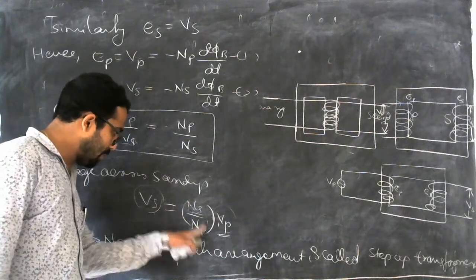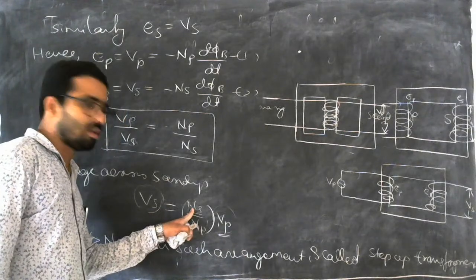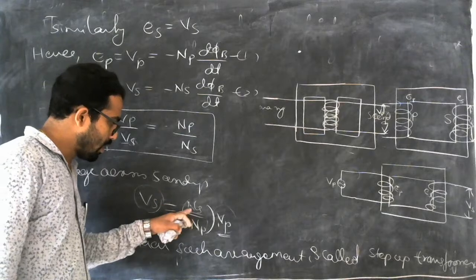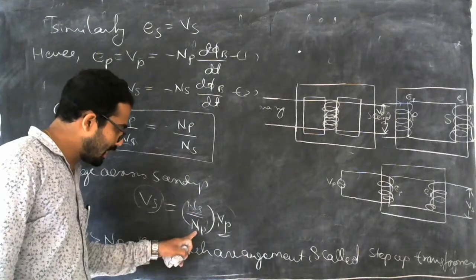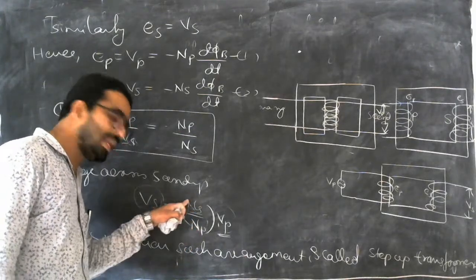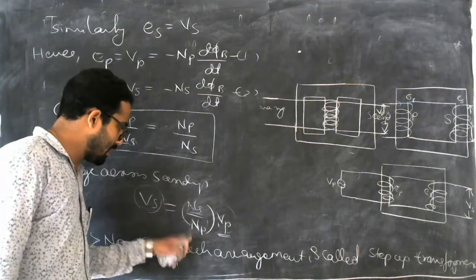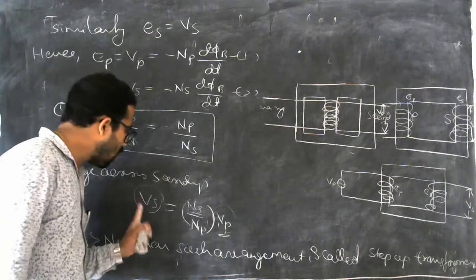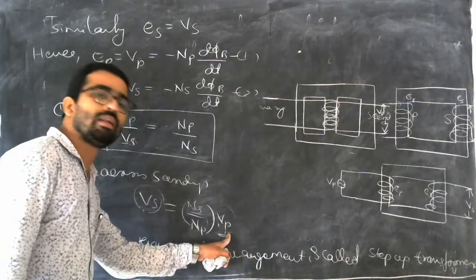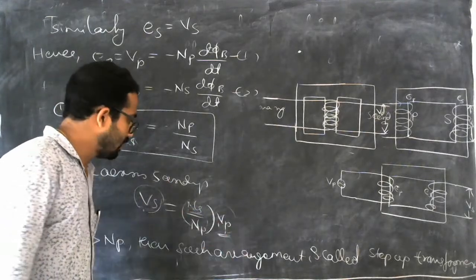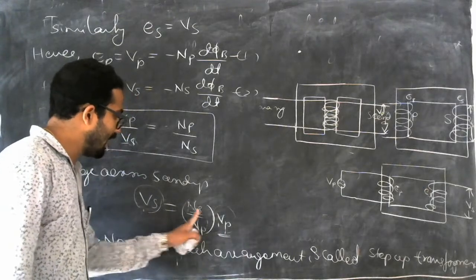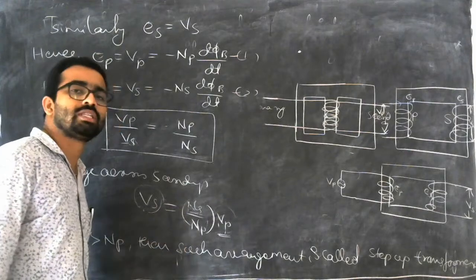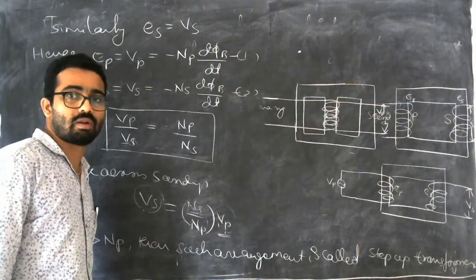then see here, Np is greater than Ns. I am telling in either way: you can say Ns is less than Np or Np is greater than Ns. In that case, Vs will be less than Vp. So the output voltage is less than the input voltage. This happens when Ns is less than Np. Then such an arrangement is called a step-down transformer.